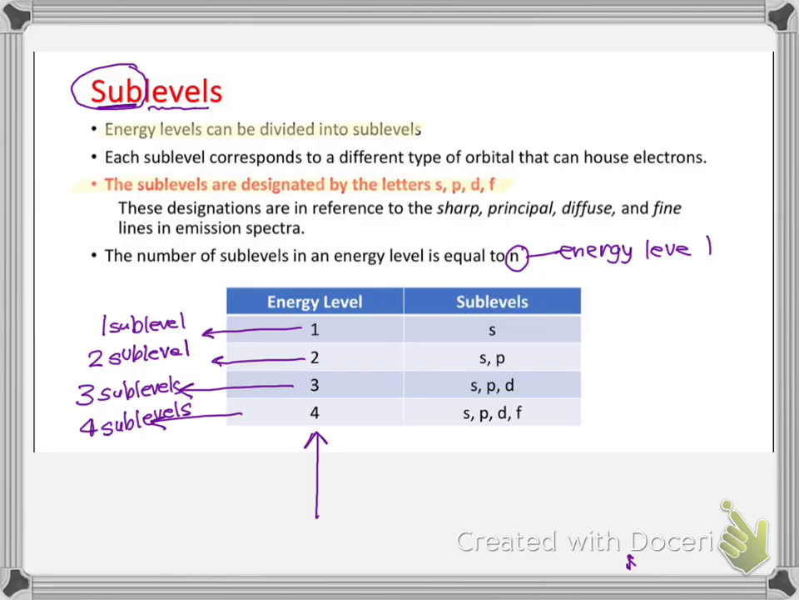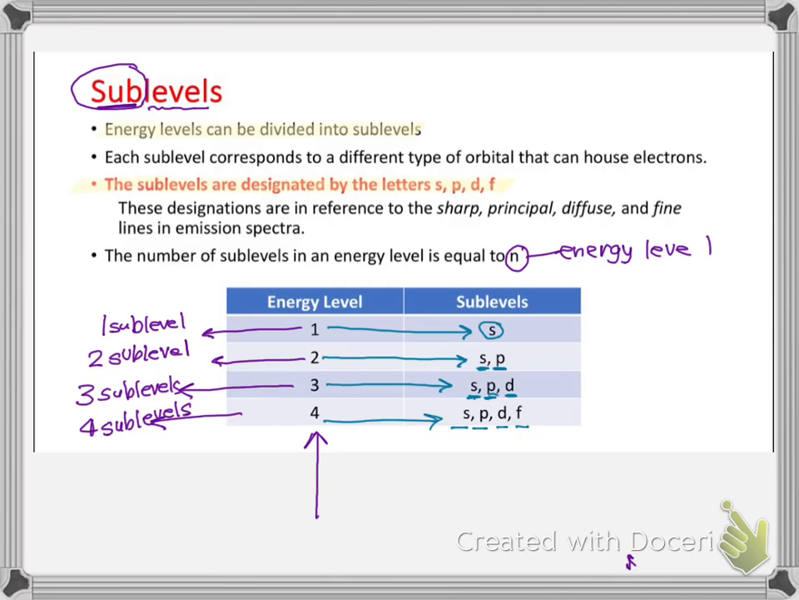So if we take that idea and look over to this side, energy level 1 only has an S. Energy level 2 has an S and a P. 3 has 3 of them: S, P, D. And 4 has all 4. So depending on the energy level, that's how many sublevels you will have.